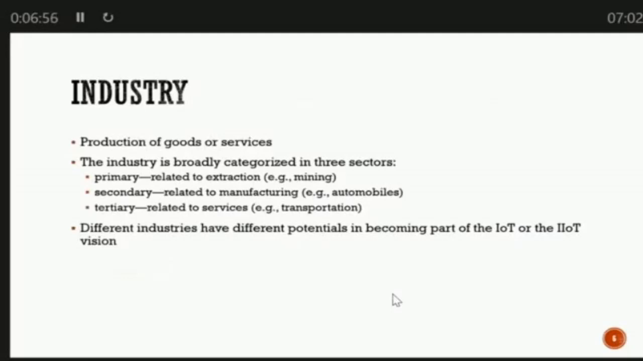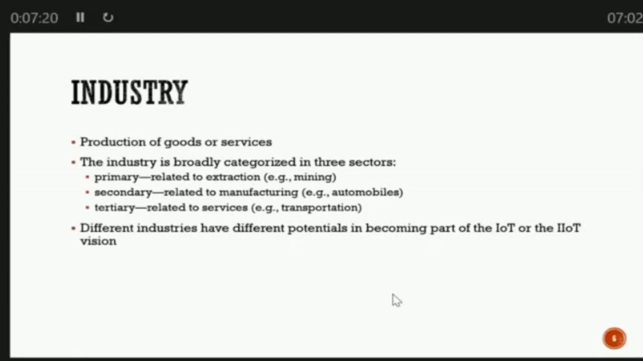Industry means production of goods and services. So these are the two things. Either you're producing a good or you're giving a service. If that's the case, then this is industry. Industry has generally three categories. Number one is primary. Primary is related to extraction. For example, mining. For example, drilling oil. For example, fishing. This is primary industry.